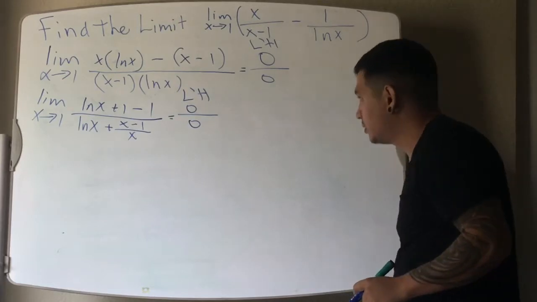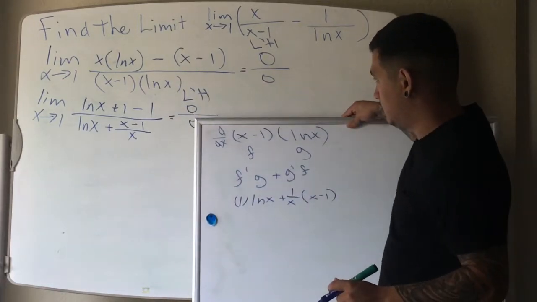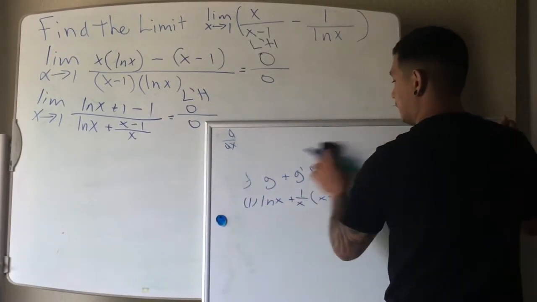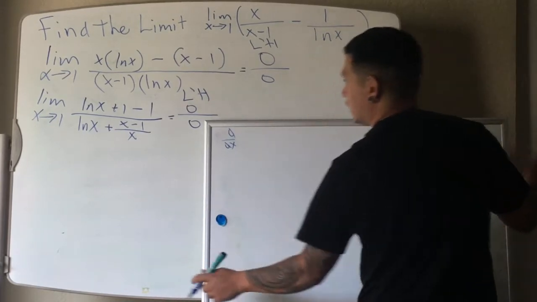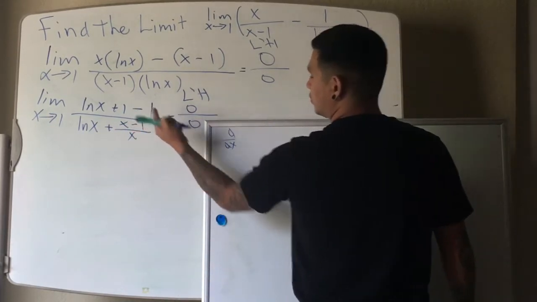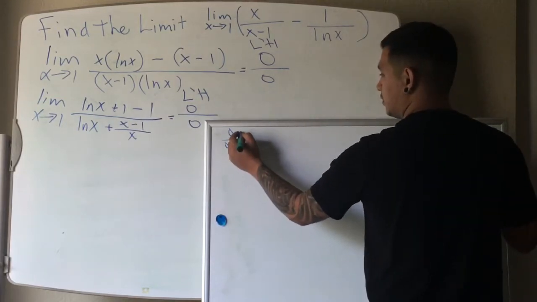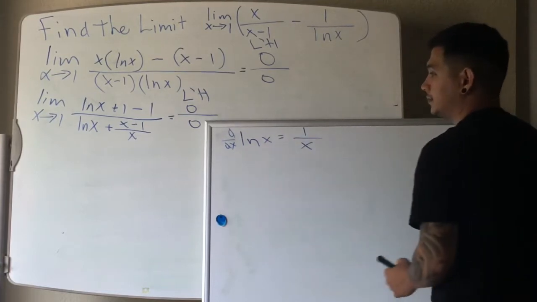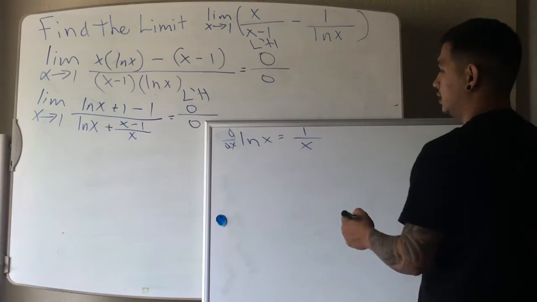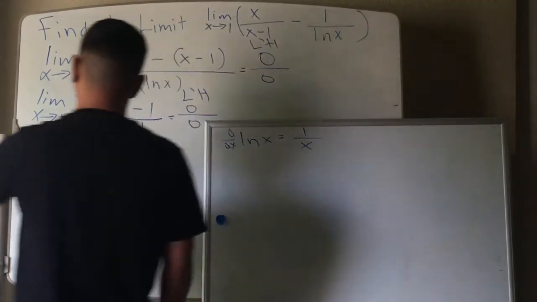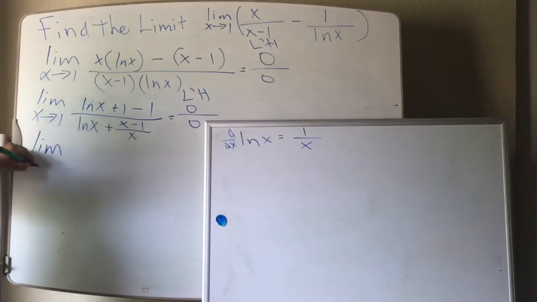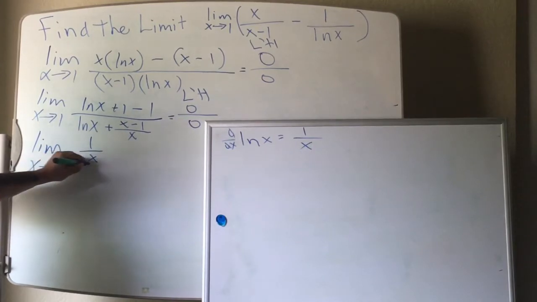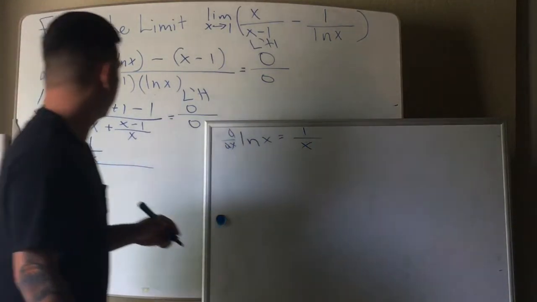And if you notice, these 1's cancel out. 1 minus 1 is 0. So we just have to take the derivative of ln x. And that's equal to 1 over x. Okay? Then, so that's our numerator. So let's write that down. The limit as x approaches 1 of 1 over x. And we know that's going to be over whatever we get right here.